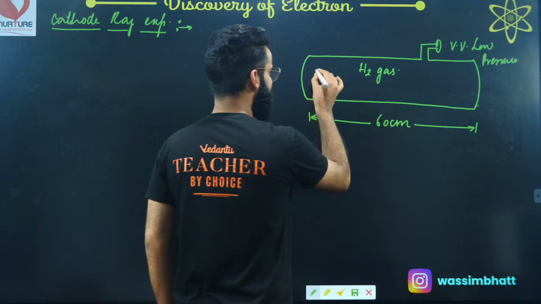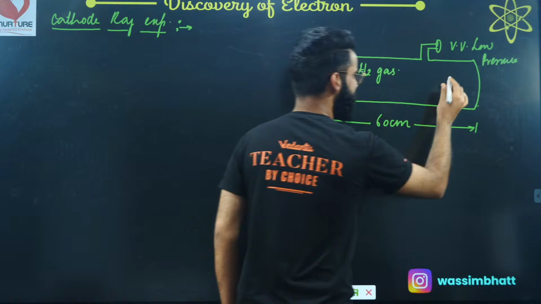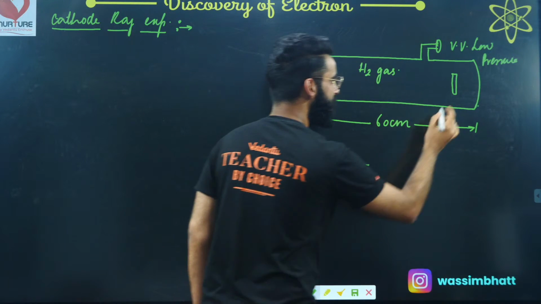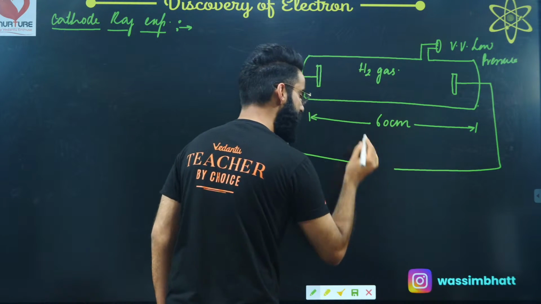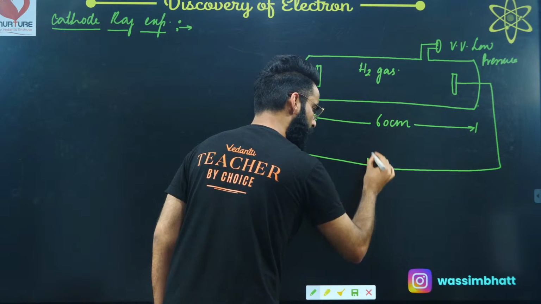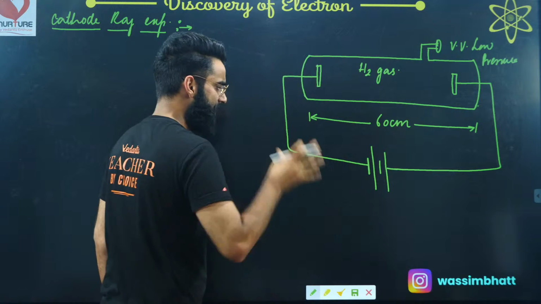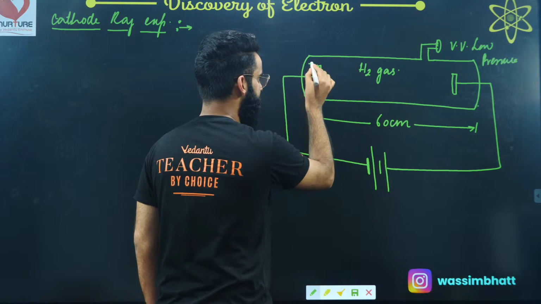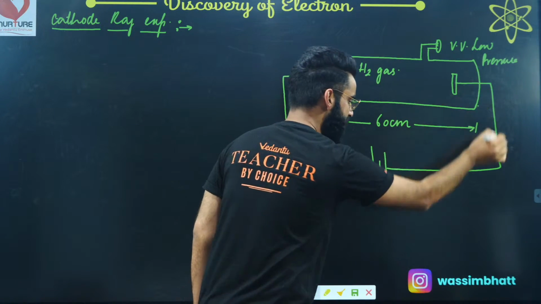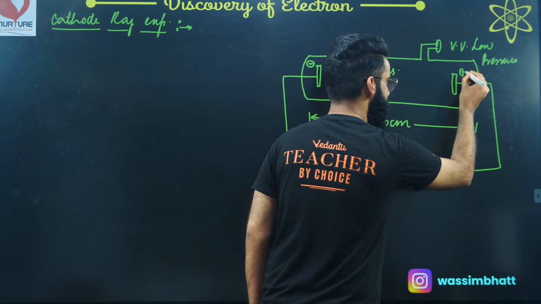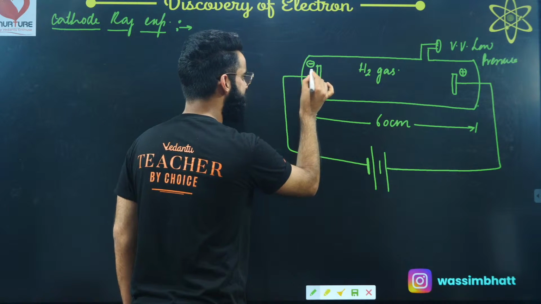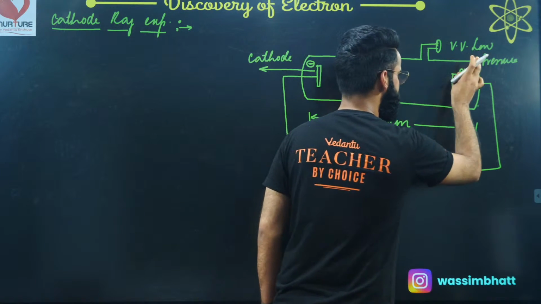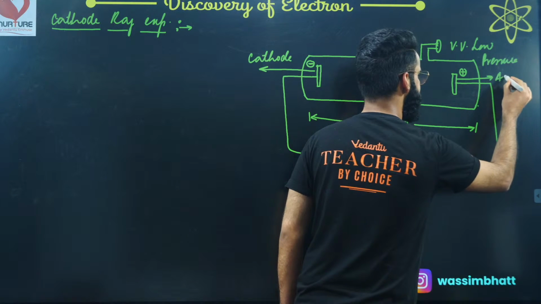At the same time, he took two metal strips, and these metal strips were connected with an external battery. One metal strip was connected with the negative terminal of the battery and one with the positive one. The metal strip connected with the negative terminal will have negative charge on it, and the one connected with the positive terminal will have positive charge on it. This electrode with the negative charge is what we call the cathode, and the electrode which carries the positive charge is what we call the anode.